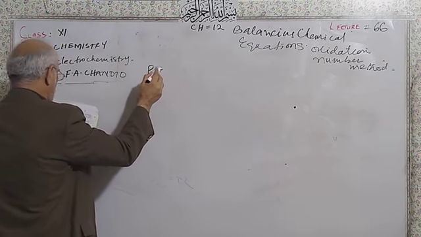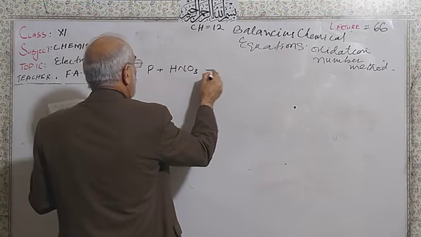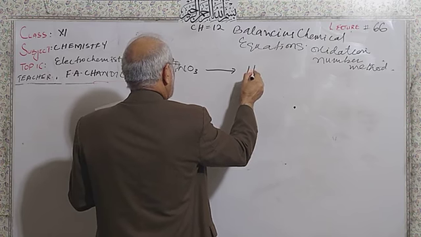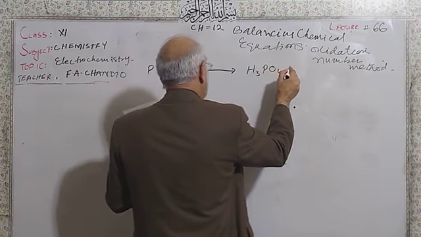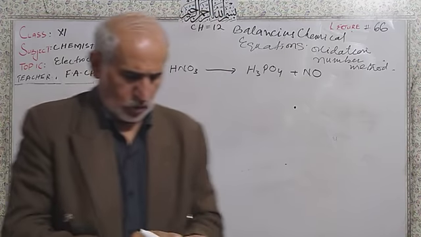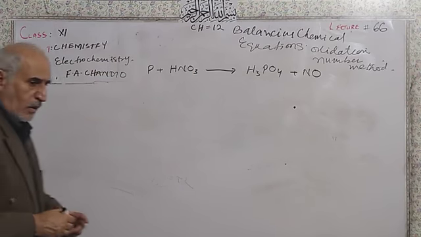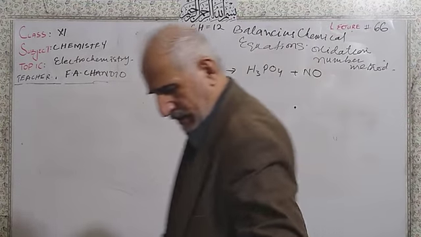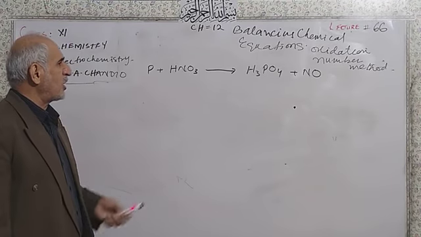Phosphorus plus nitric acid to give phosphoric acid, orthophosphoric acid, plus nitrogen monoxide or nitric oxide. So we are going to balance it. After writing this equation, then write the skeleton of the equation from the question paper, then assign the oxidation numbers.